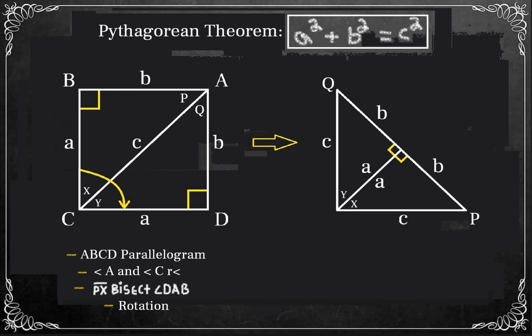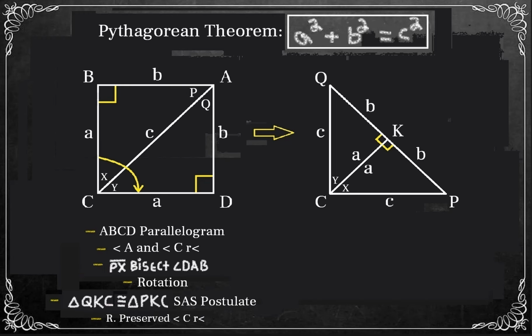By the definition of a parallelogram, essentially all four sides equal each other. Side A equals side B, which makes side A, side B parallel with each other. The same can be said for the other two sides, which makes angle A and angle C right angles. Next, we have line PX bisects angle DAB and angle DCB. Then we make a rotation so that side A is adjacent to side A.